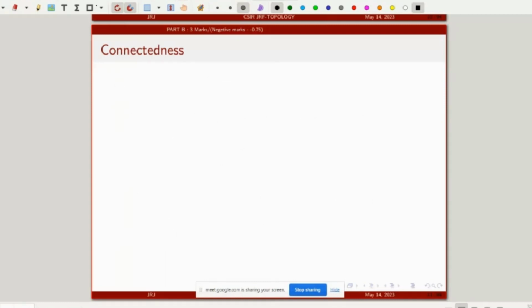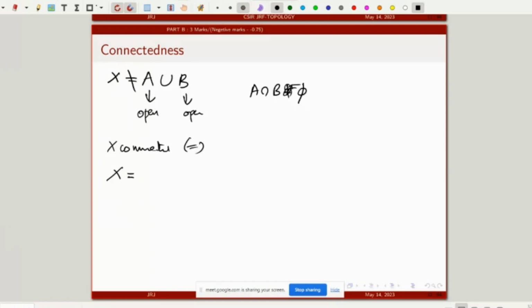Now, what is the definition of connectedness? We have a topological space X. When we say that it is connected, there exist no two non-empty disjoint open sets such that X is the union of those open sets. So it is not possible to write X as A union B, where A and B are disjoint non-empty open sets. Or else we can say that X is connected if and only if X equal to A union B, with A and B open and A intersection B equal to empty, implies either A equal to empty or B equal to empty.